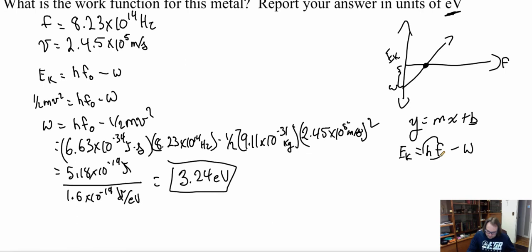Now, how did we know Planck's constant? How do we know this slope? What experiment did we do to help figure out Planck's constant and that slope?